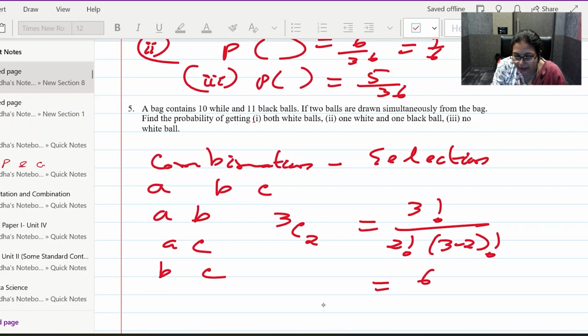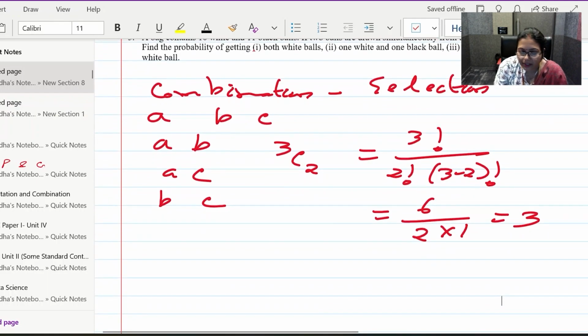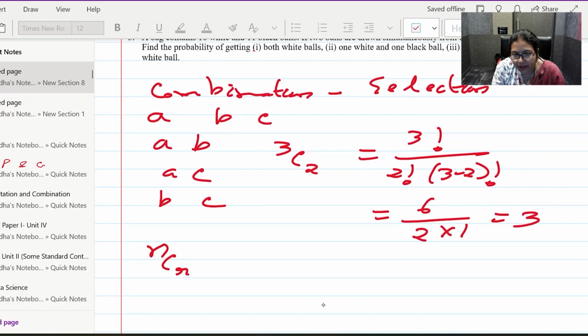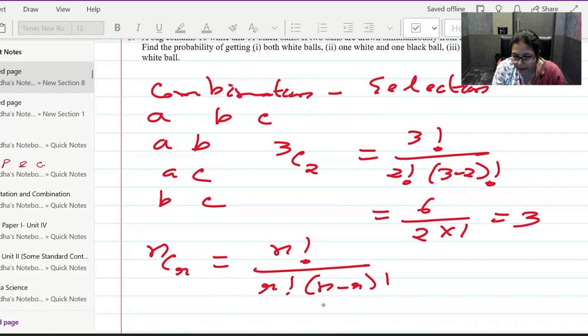3 factorial is 6, 2 factorial is 2 and 3 minus 2, 1 factorial is 1. So I get the answer 3. Here also I get 3 cases. So combination means selection, and what will be the formula? In general, if there are n things and r to be selected out of them, we will write it this way, nCr, and the formula will be n factorial upon r factorial into n minus r factorial.